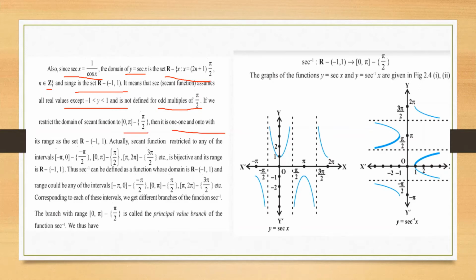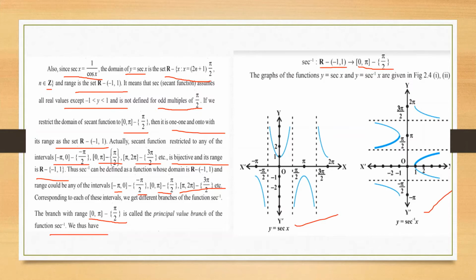And now you know that the secant function can be restricted to any of these intervals, like this one and this one, where it behaves bijective, and the range is the same as this. But I have to talk about the principal value branch, which is 0 to pi minus pi by 2, right? So secant inverse can be defined as a function from R minus the open interval -1, 1 to 0 to pi minus pi by 2. And this is the graph of secant, and now it is secant inverse x. Again you see x is turning to y and y is turning to x.